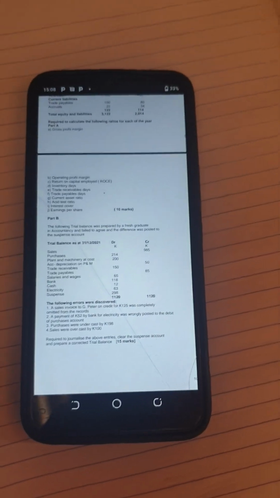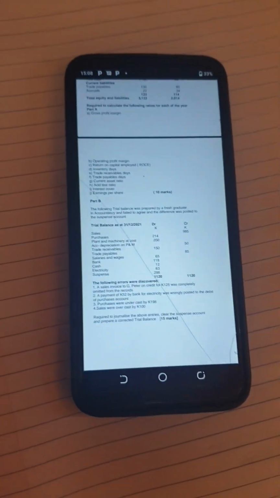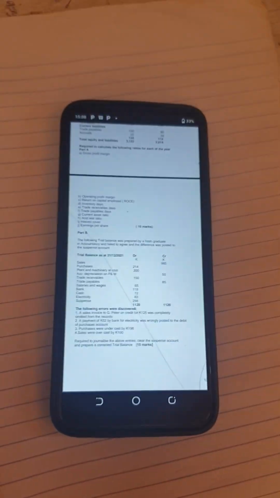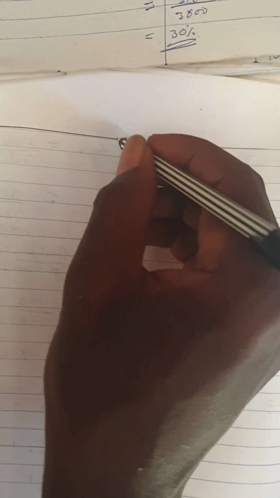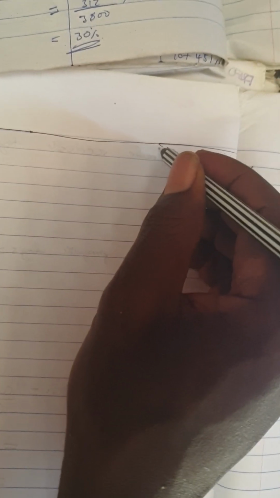So the question is asking us to prepare journal entries, clear the suspense account, and prepare a corrected trial balance. So we have three things to do there. You have to prepare the journal entries, then prepare the suspense account. From there, we're going to transfer the information back into the trial balance in order for it now to balance. So for journal entries, we're going to prepare them from here. Here we have to be mindful of the errors and how we are going to be correcting them.